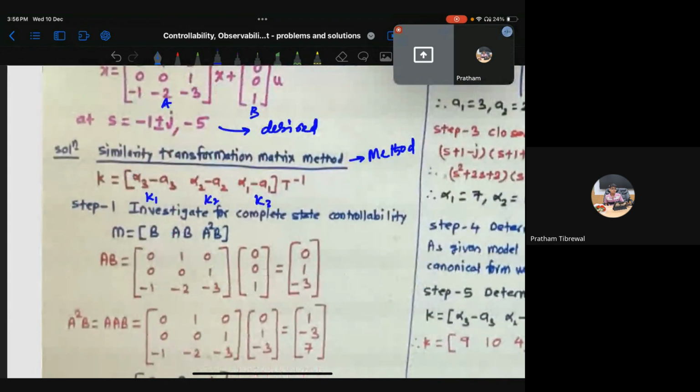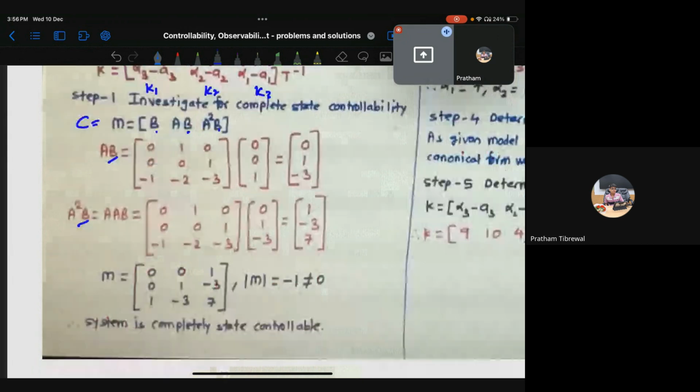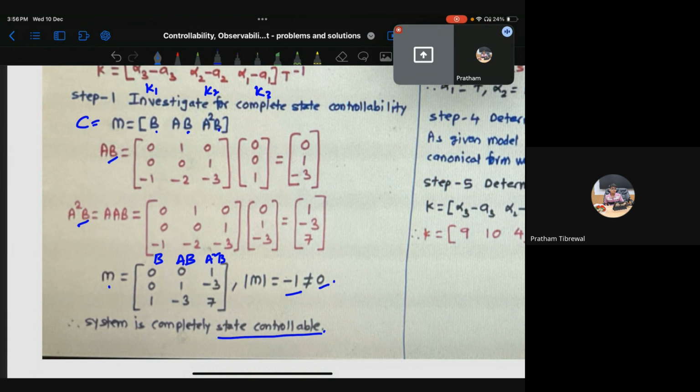First, you find the controllability matrix B, AB, A square B. You are finding AB, A square B. Then the controllability matrix is B, AB, A square B. The determinant is equivalent to -1, which is not equal to 0. Hence, the system is controllable. That is the first thing.